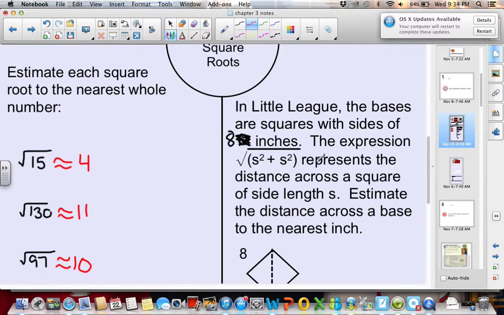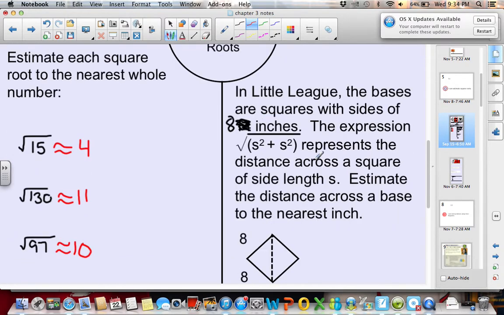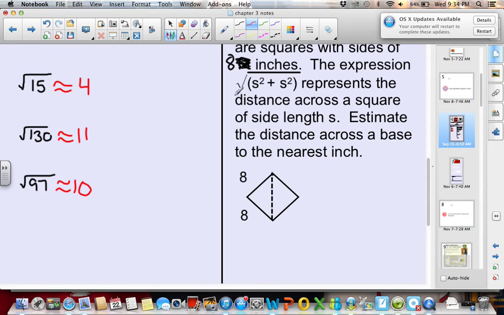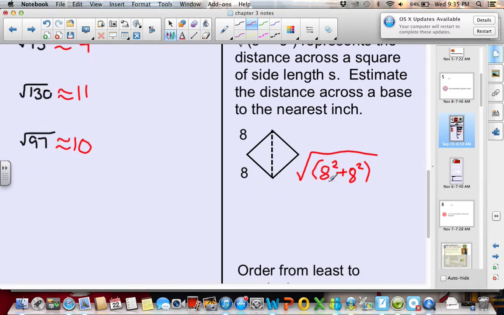So I'm going to rewrite my formula. I know that s is my side length, and on here my side length is 8. So I'm just going to fill this in for s. So 8 squared plus 8 squared. We do everything in parentheses first, if you remember back to order of operations. So 8 squared is 64.